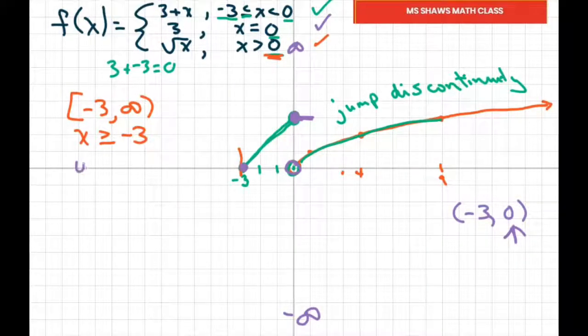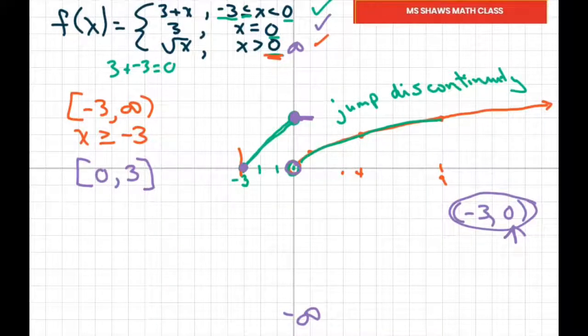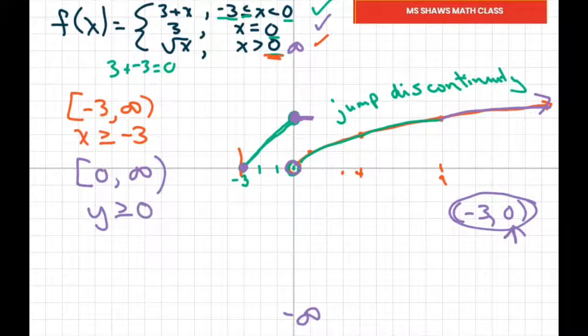So let's do interval notation first. We're starting at 0. It can equal 0, because we do have a value there at 0. And then we go to 3. Okay, and then it stops. Actually, it doesn't, because this goes on and on and on. So it really goes to infinity on the y. So you can write this as y is greater than or equal to 0 if you want.